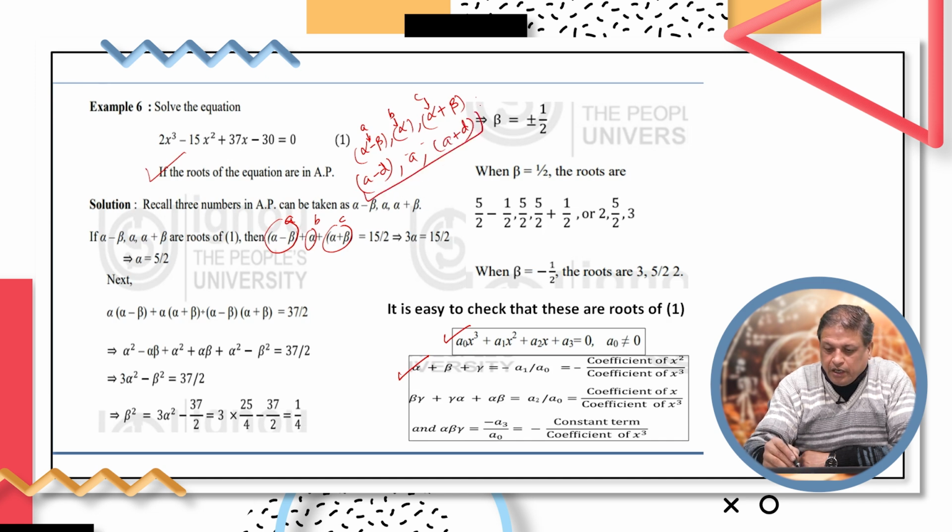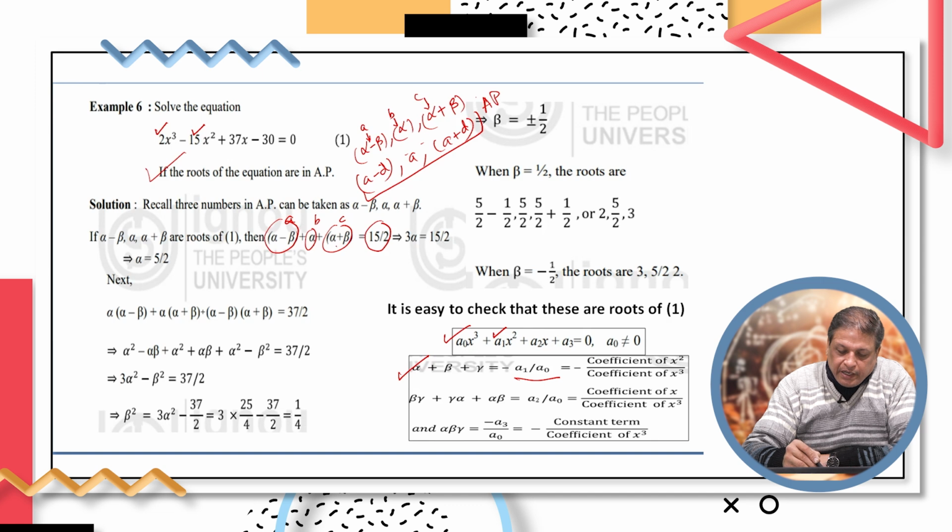Now, these terms are in arithmetic progression. So, the sum of the terms, that is alpha minus beta plus alpha plus alpha plus beta, is equal to minus a1 upon a naught. What is a1? The value of a1 is the coefficient of x square, which is minus 15. So, minus of minus 15 is 15 by a naught, the coefficient of x cube, that is a naught is 2. So, this turns out to be 15 by 2.